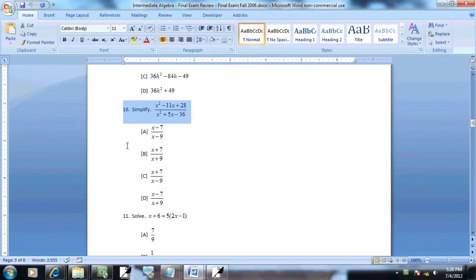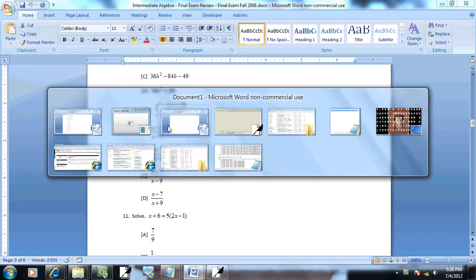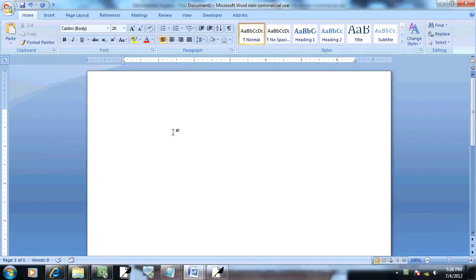Take a look at problem number 10. This is simplifying, and the fraction has got a bunch of x's in there. This is called a rational expression. Rational means you've got a single fraction, and expression means specifically you have a bunch of x's in there. Well, let's review how to simplify a rational expression.